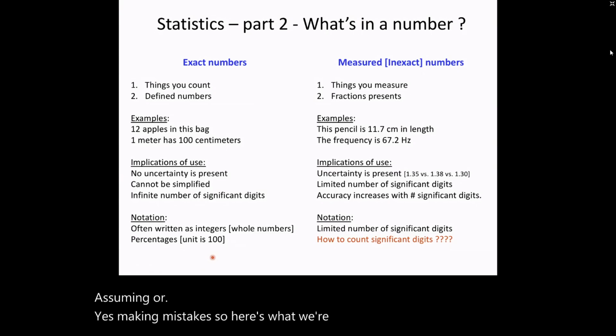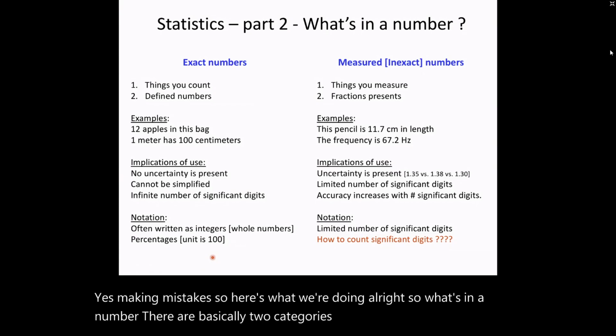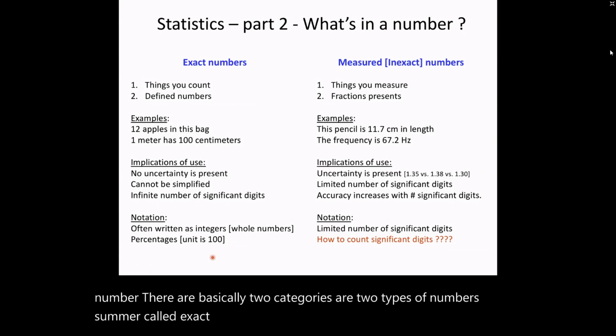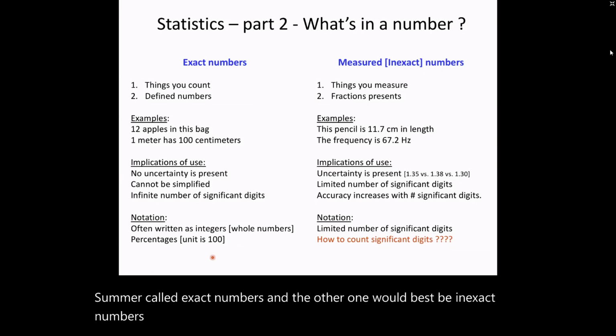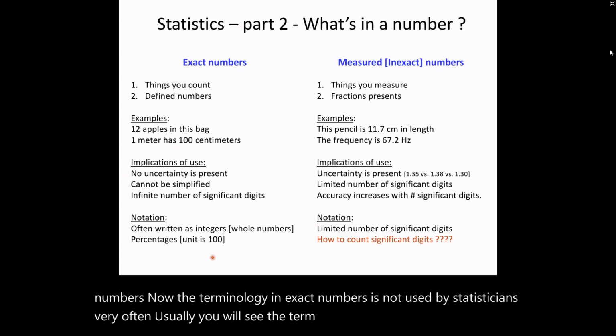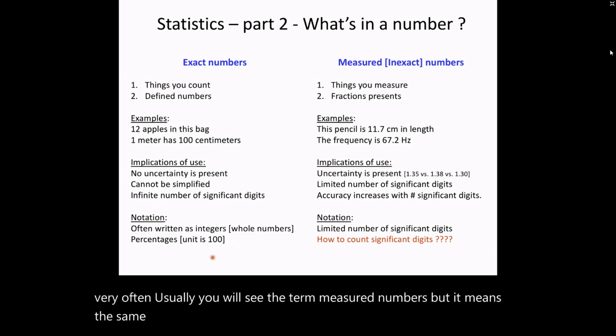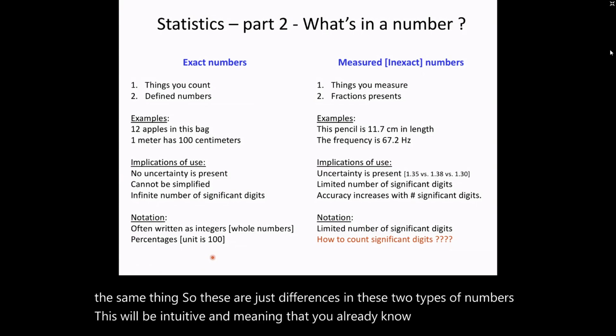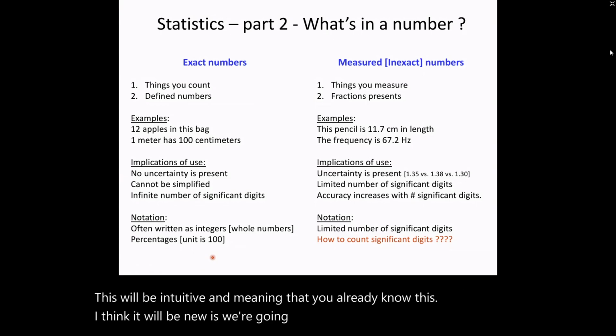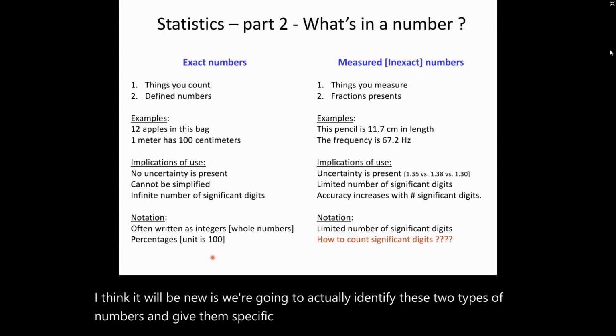All right. So what's in a number? There are basically 2 categories or 2 types of numbers. Some are called exact numbers, and the other one would thus be inexact numbers. Now, the terminology inexact numbers is not used by statisticians very often. Usually you will see the term measured numbers, but it means the same thing. So these are just differences in these two types of numbers. This will be intuitive, meaning that you already know this. I think what will be new is we're going to actually identify these two types of numbers and give them specific names. But you already know this. You do this every day.